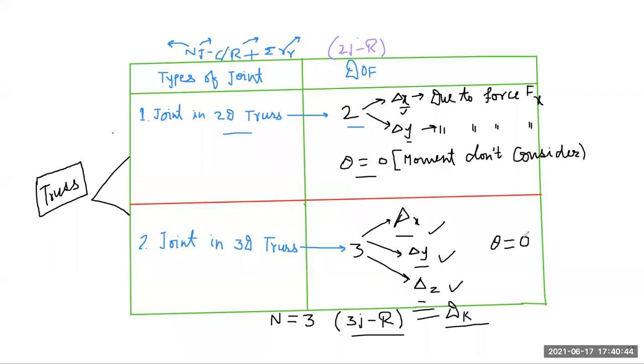Okay. Next one is the type of joint if your joint is in a 2D beam or frame. So I make another table, don't worry.